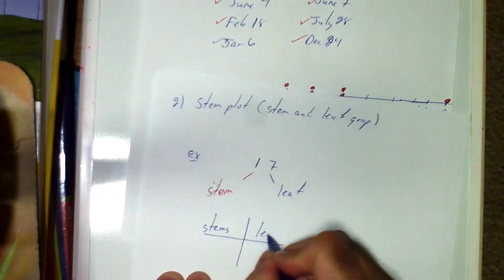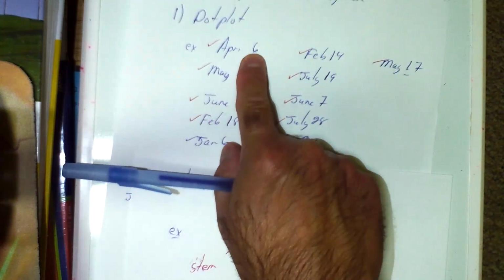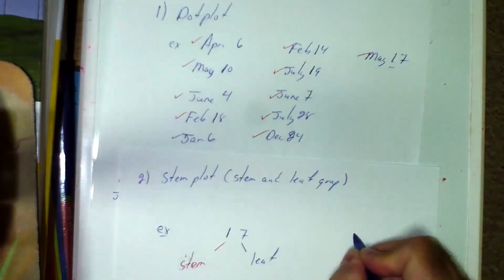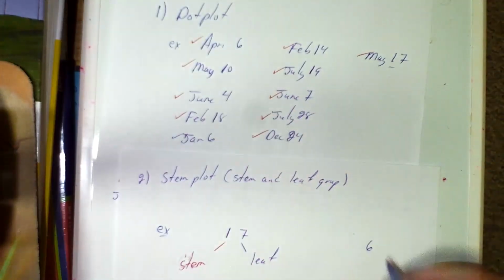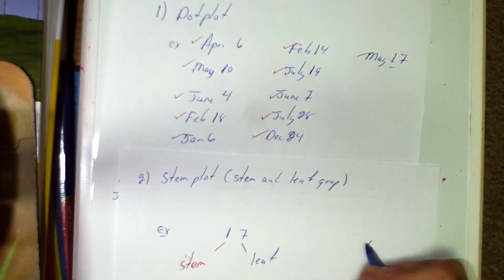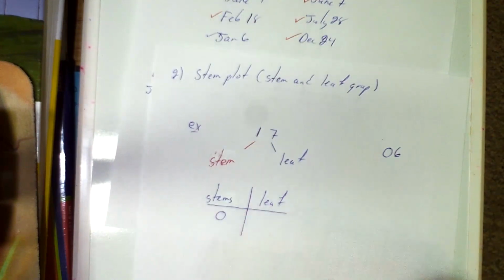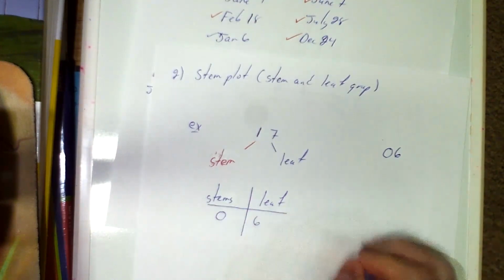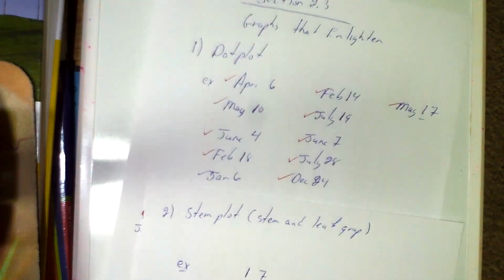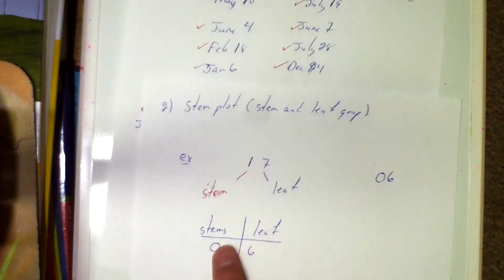And then you put your leaves. Right. So for example, I have the value 6. So your stem for the 6 is going to be a 0 because there is no value in the tens spot. So it's a 0. So your stem is going to have a 0 and then a 6. So any number that's a single digit number is going to have a stem of 0.